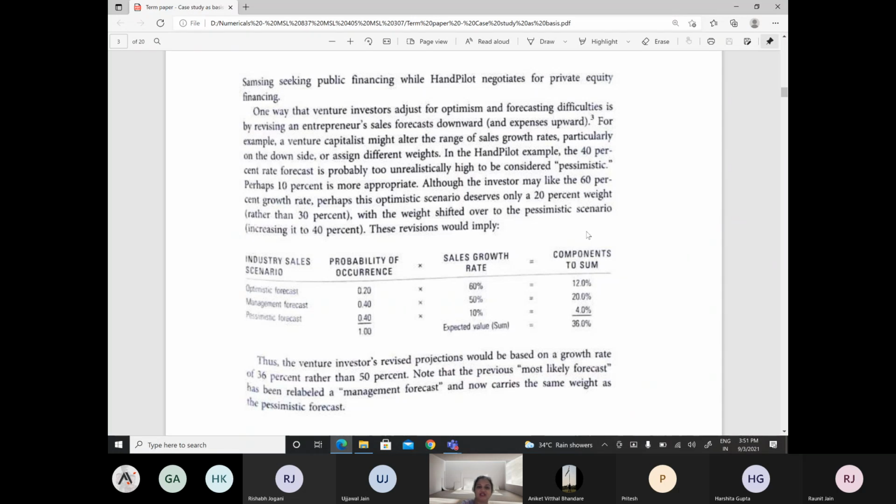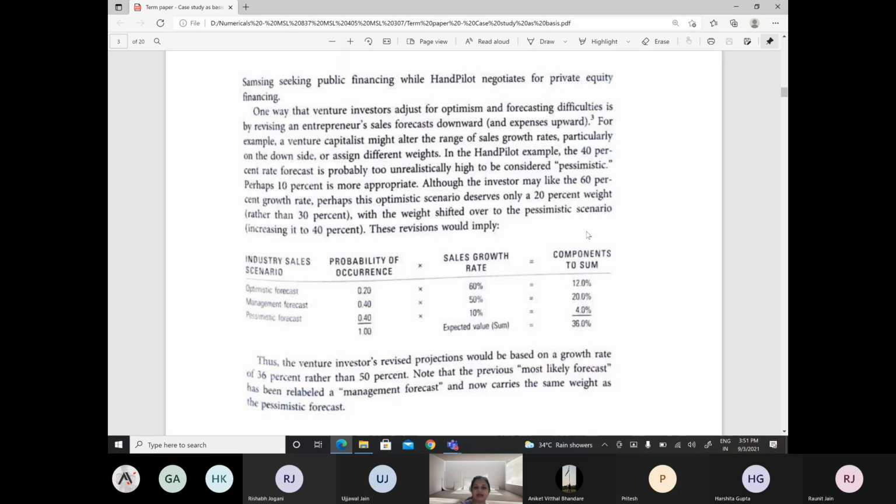One way that venture investors adjust for optimism and forecasting difficulties is by revising an entrepreneur's sales forecast downward and expenses upward. For example, a VC might alter the range of sales growth rates, particularly on the downside, or assign different weights. In the Hand Pilot example, the 40% rate forecast is probably too unrealistically high to be considered pessimistic. I mean, if you're making 40% growth, then that can't be said to be pessimistic.